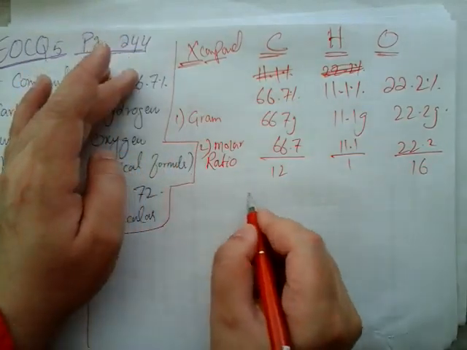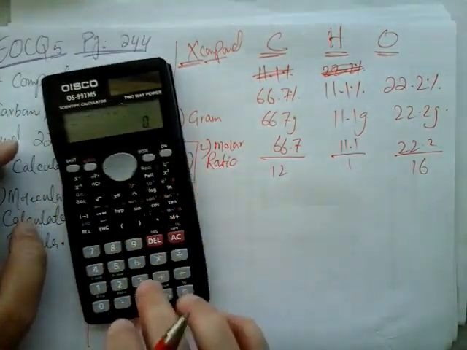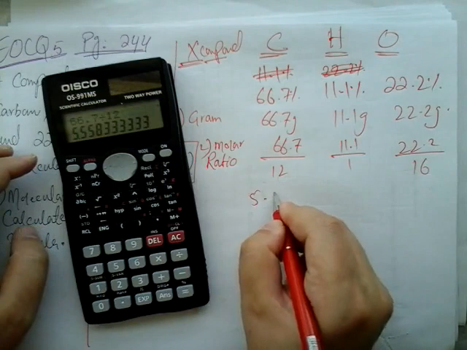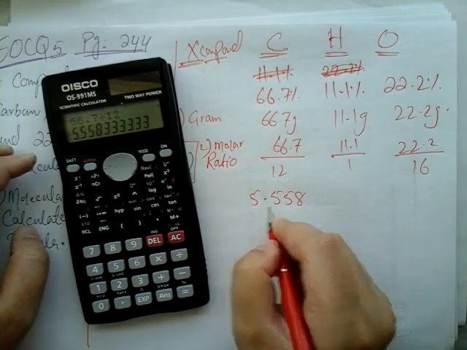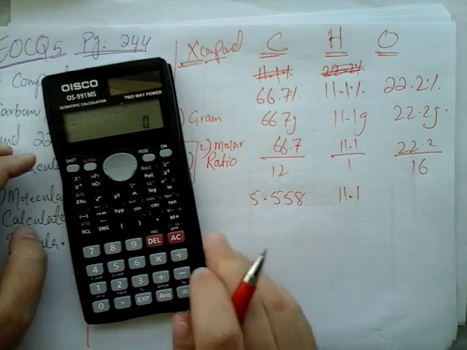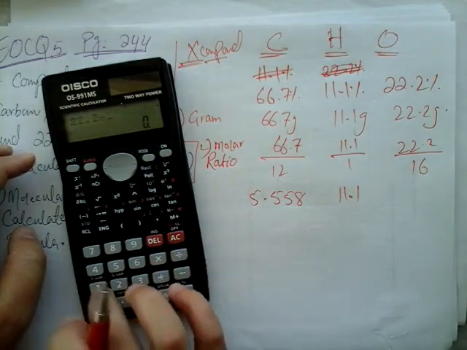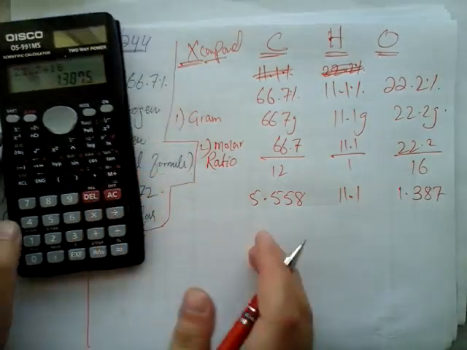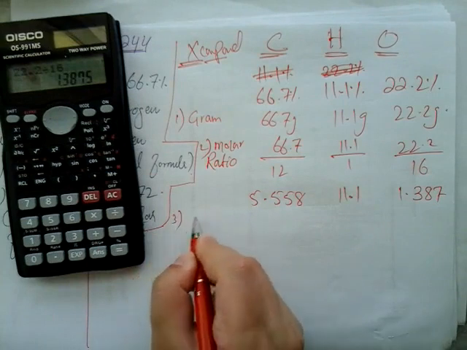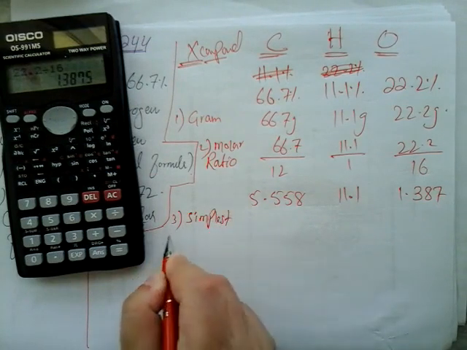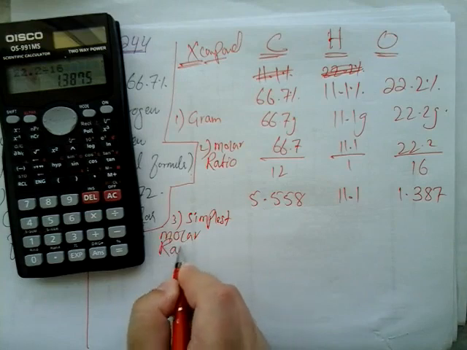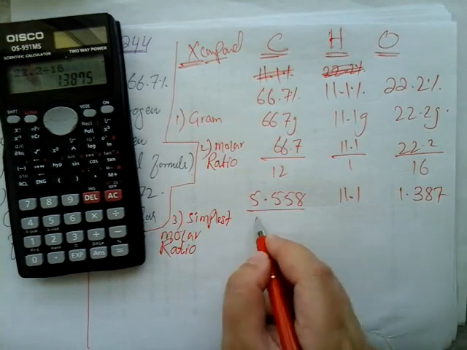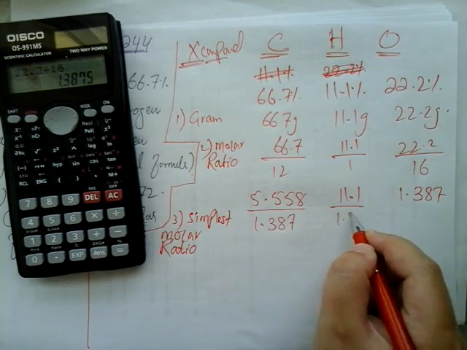Okay, so molar ratio is 66.7 divided by 12, which is almost 5.558, and 11.1, and 22.2 divided by 16, 1.387. So in the third step we have to find the simplest molar ratio, the smallest ratio. We will divide all these values by 1.387.